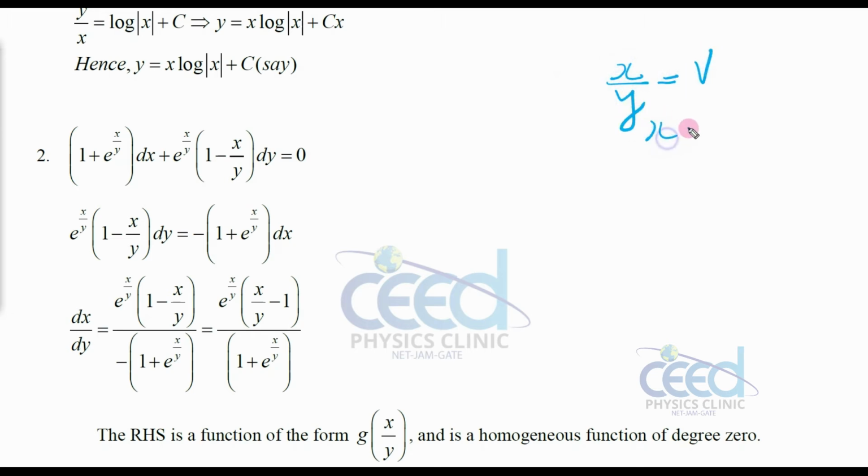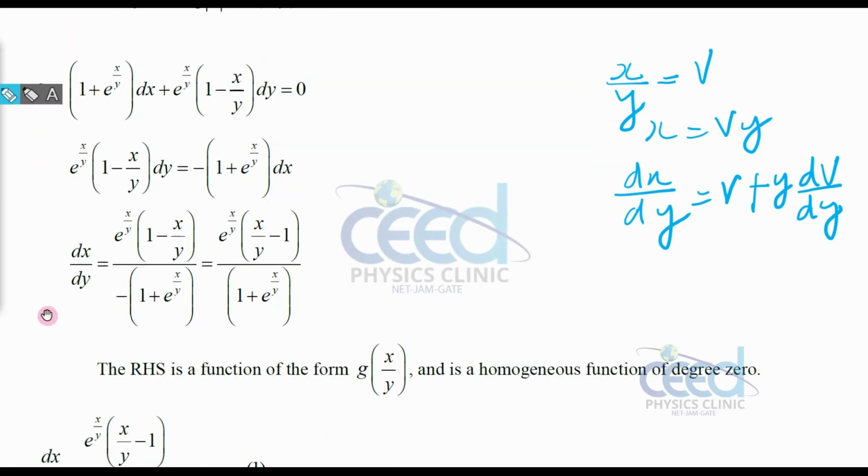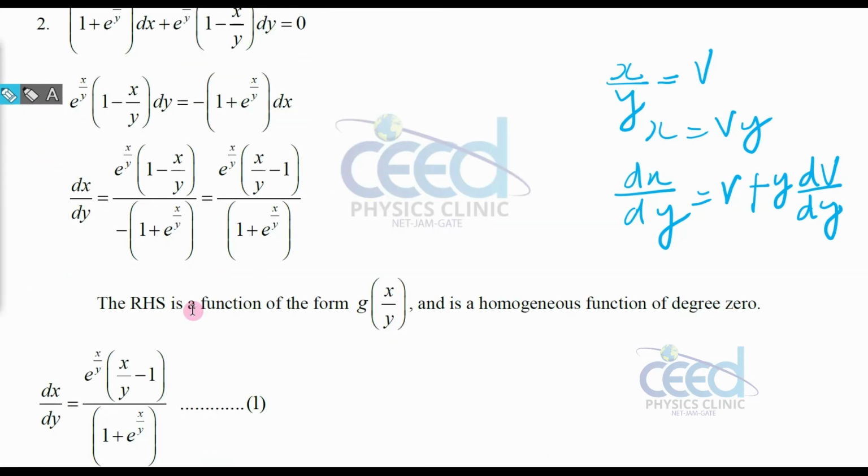Then x is equal to vy. Then what is dx by dy? dx by dy is equal to the first function into the differential of the second with respect to y, plus the second function into the differential of the first, that is dv by dy. So this is the substitution which I am going to make here, and I can replace dx by dy with this. Then only I can give x by y is equal to v.